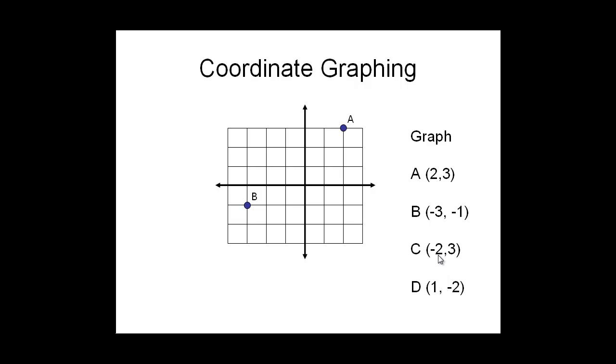Again, the first number is left or right, and the second number is up and down. So left 2, up 3 is up in the second quadrant, and D, right 1, down 2, is in the fourth quadrant.